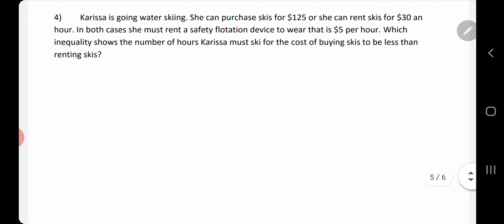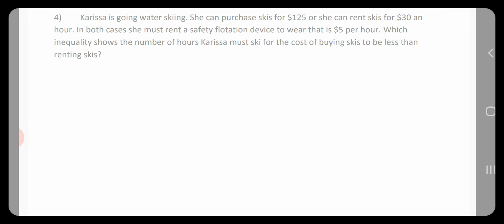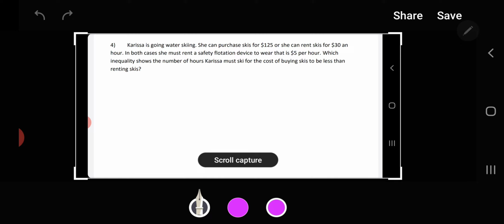Okay, number 4, Carissa. Once again, let me grab this. Carissa is going water skiing. She can purchase skis for $125, or she can rent skis for $30 an hour. In both cases, she must rent a safety flotation device to wear that is $5 per hour. Which inequality, once again, inequality, shows the number of hours Carissa must ski for the cost of buying skis to be less than renting the skis.